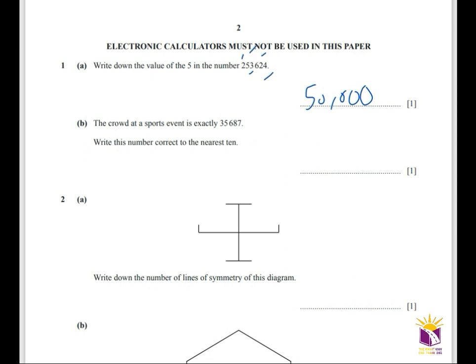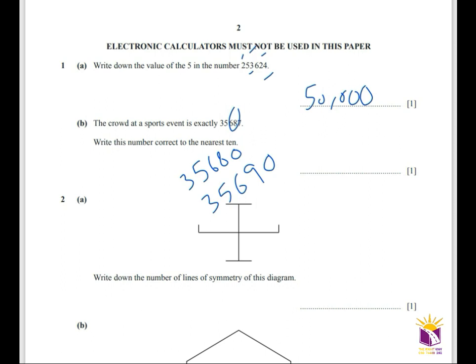In part B, the crowd at a sports event is exactly 35,687. Write this number correct to the nearest 10. Okay, by writing it to the nearest 10, this 8 could be 9 or this 8 could be 7. Let's suppose we write it as 35680 and 35690.